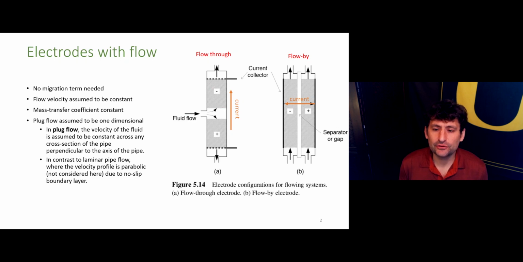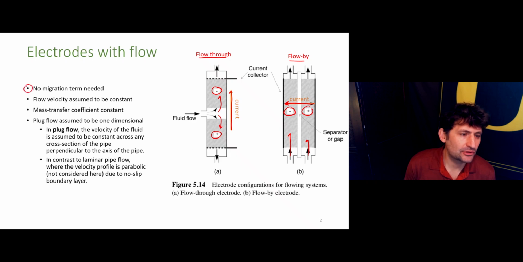In this case, the fluid flow, here indicated by these arrows, is in the same direction as the current going from anode to cathode. This is called a flow through reactor. In another geometry called a flow by reactor, the fluid flow goes through the porous anode and the cathode, while the current flows from anode to cathode orthogonal to the fluid flow.